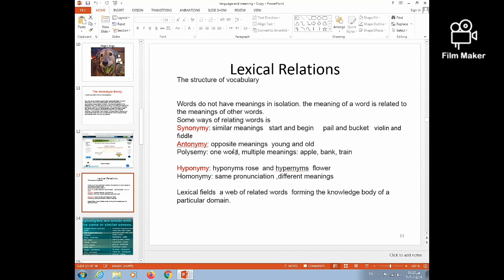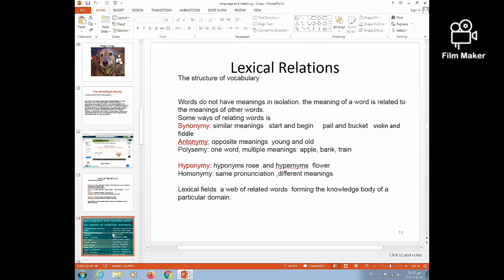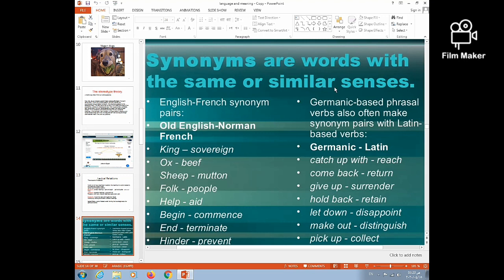Okay. Second, and we're going to come back to synonymy. Let's see this slide. It talks about synonyms or words with the same or similar sense.